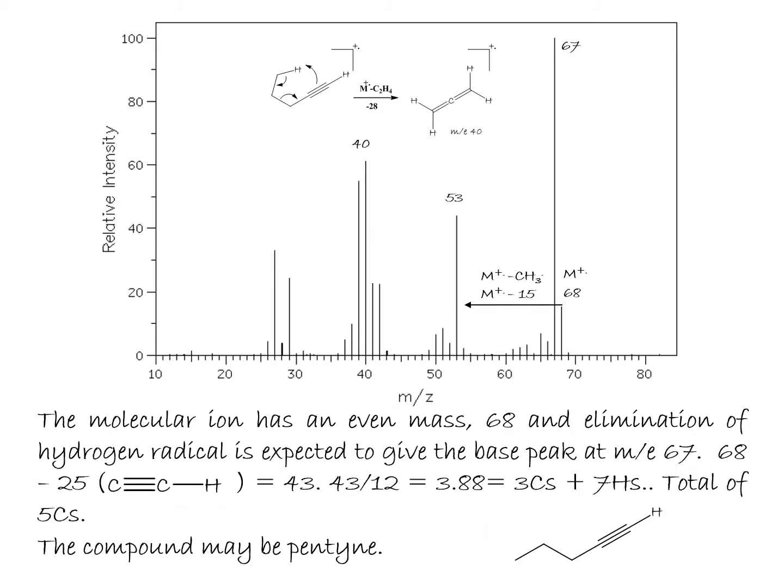Okay, we go to the mass spec. The molecular ion has an even mass. Well, we don't have an odd nitrogen atom. And there is elimination of a hydrogen radical, as expected for a terminal acetylenic group. So we have 67. From the molecular ion, we have a minus 15 peak at 53, which means that you have M minus CH3.